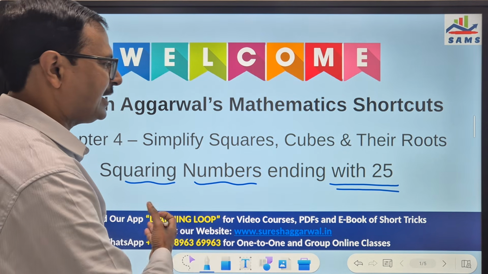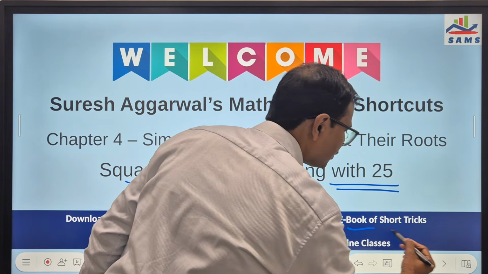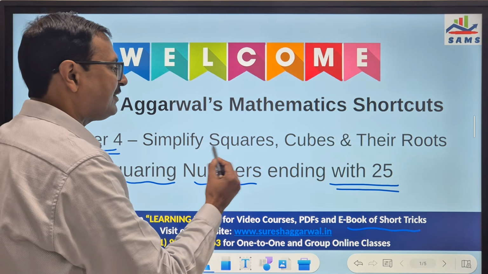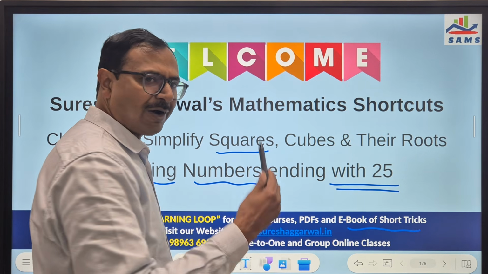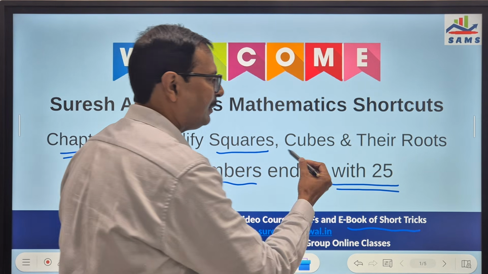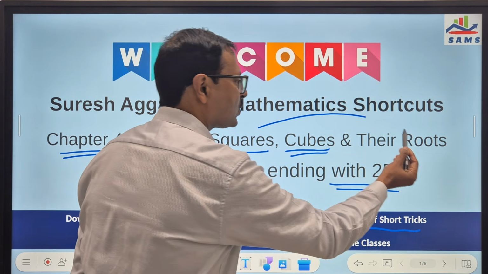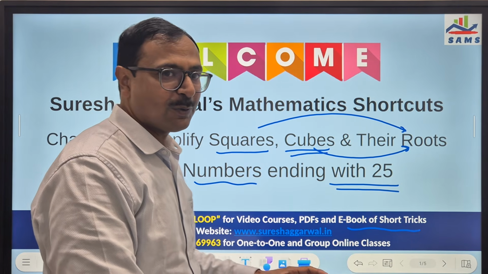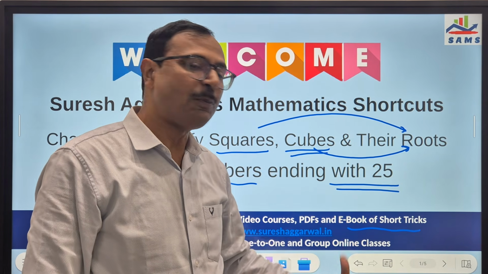This topic which I am taking up is a part of our ebook of short tricks, chapter number 4, and the chapter is entitled Simplification of Squares of Numbers, which we are doing currently. We will be doing cubes and then the square roots and the cube roots. So a lot of videos coming up for this particular chapter number 4 of our ebook of short tricks.